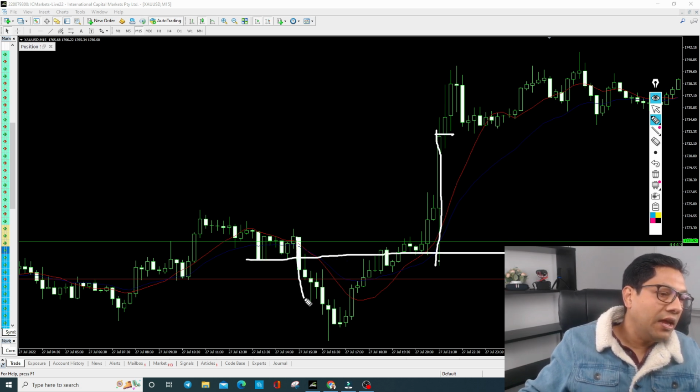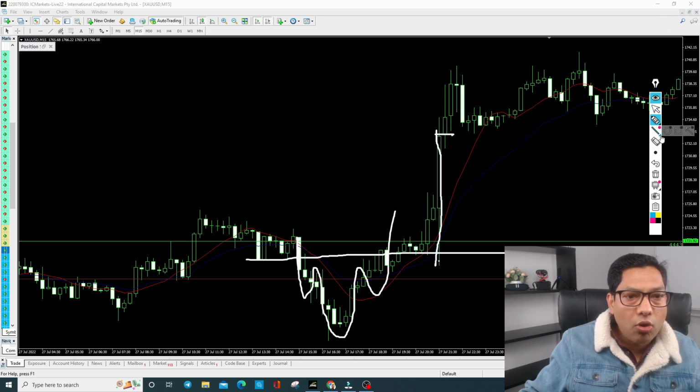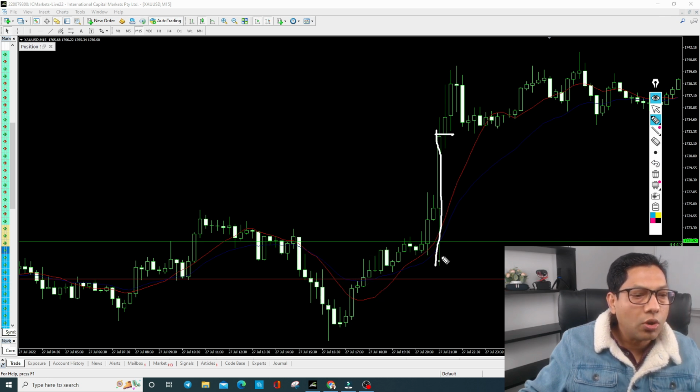You can see this is an inverted head and shoulder, okay, and then after the breakout of this inverted head and shoulder, we have seen that with this long candle, 15 minutes candle, or with this one here as well, gold has tested this neckline, this previous neckline resistance, as a support.